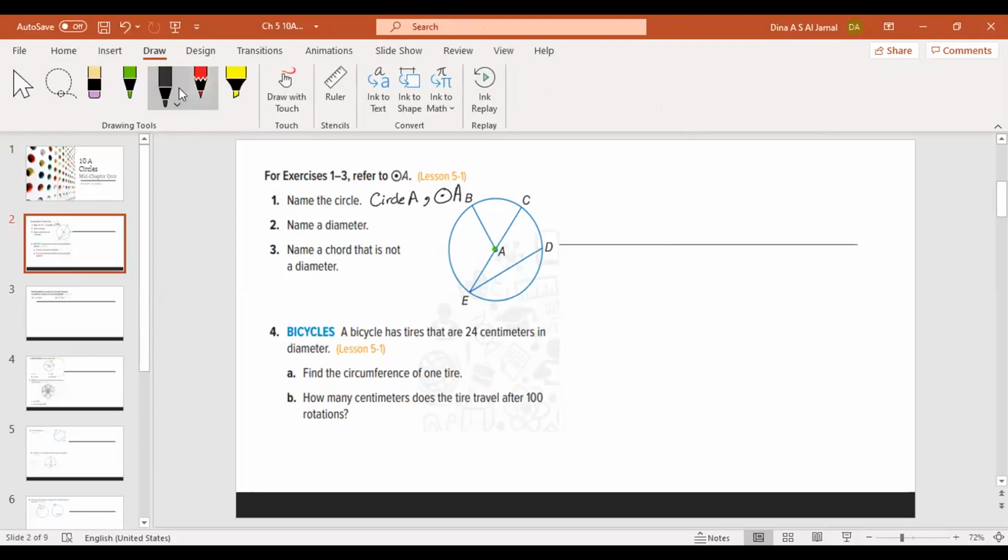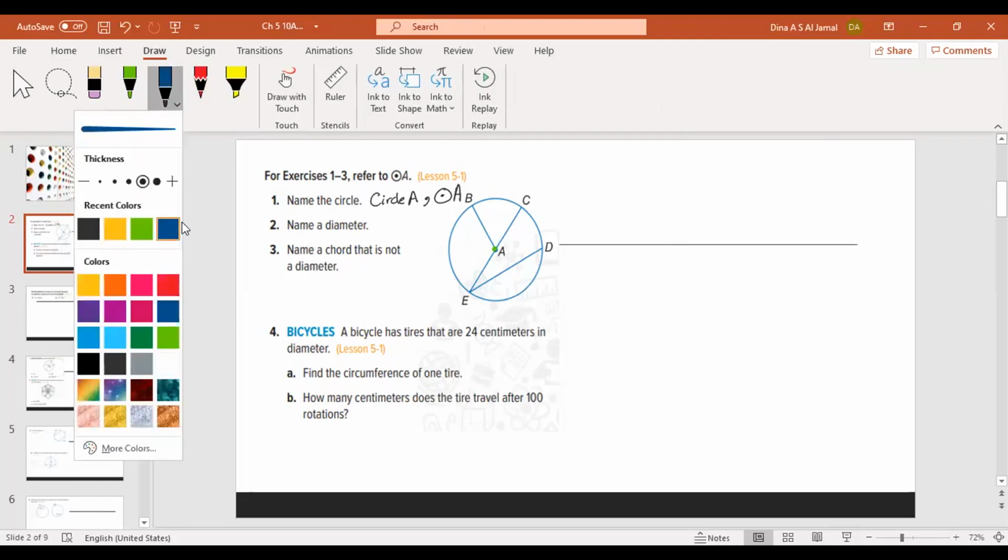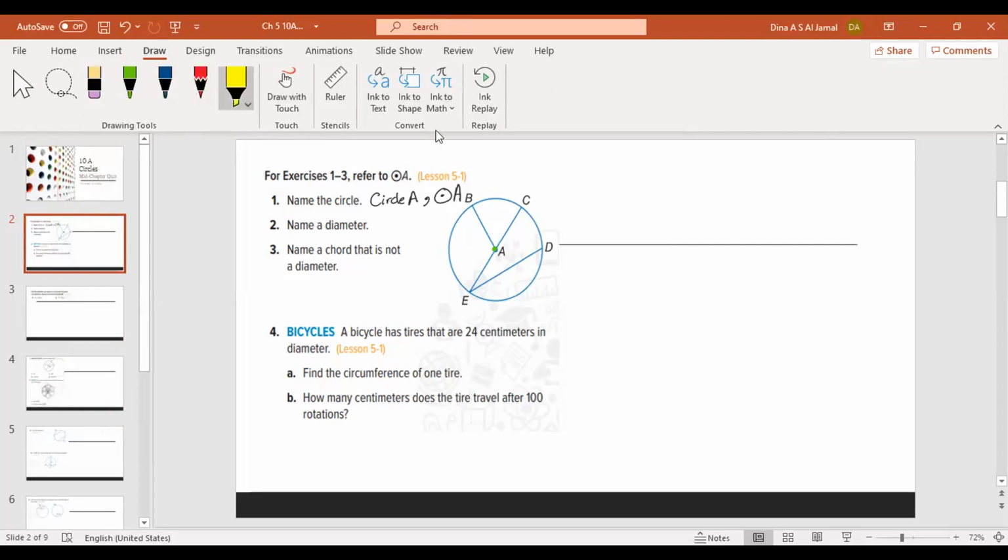Now, we know that the diameter is a segment that's passing through the center. So your diameter will be shown by the highlighted color, like this. So your diameter is EC or CE.